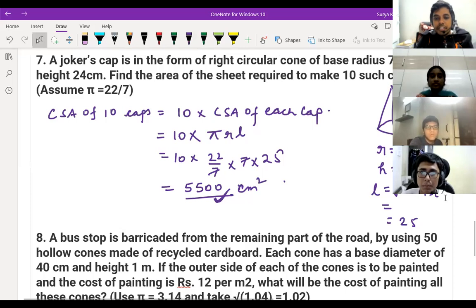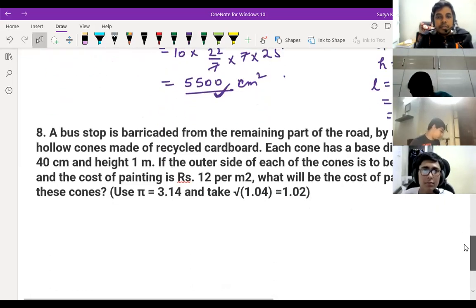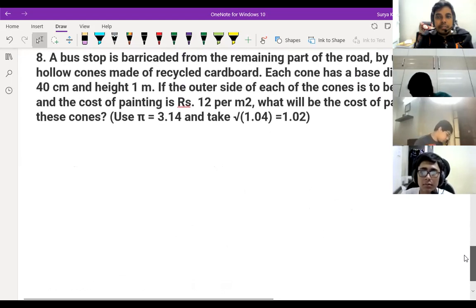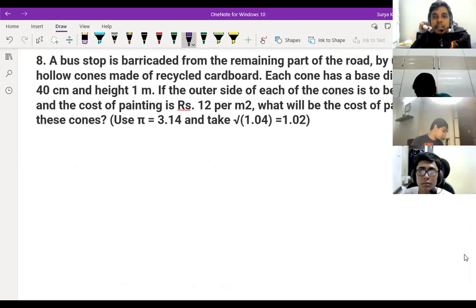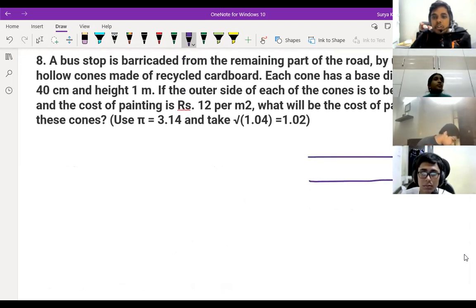Is it clear to everyone, children? Yes, sir. All right. Now question number 8, you see. A bus stop is barricaded from the remaining part of the road. If the road is here, the government has barricaded using hollow cones made of recycled cardboard. Cones will come, right, to barricade the road, to stop the people from coming inside.